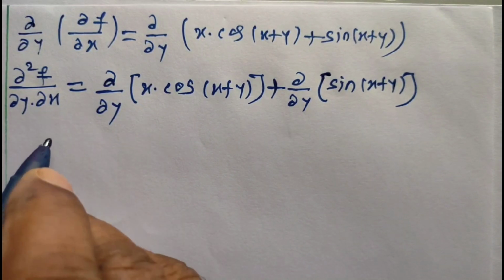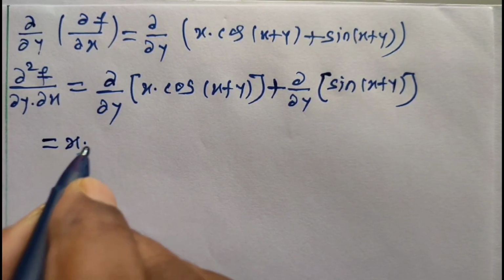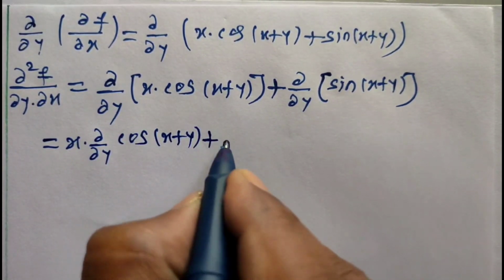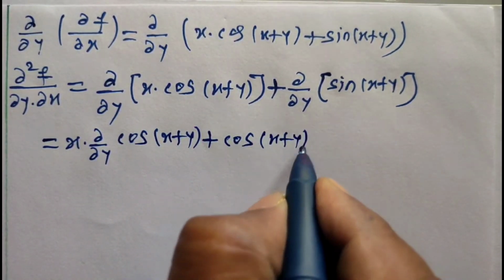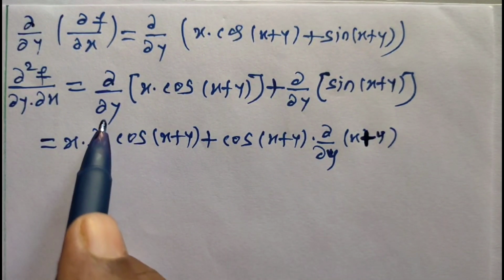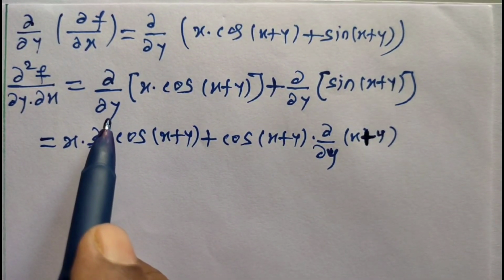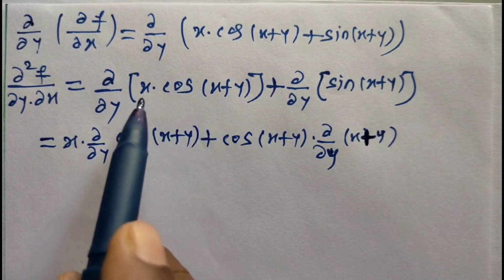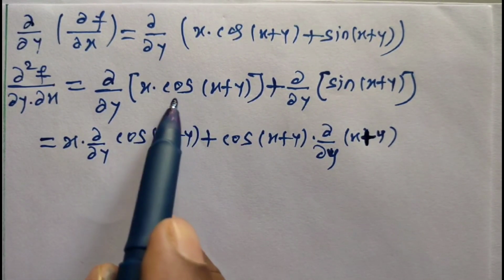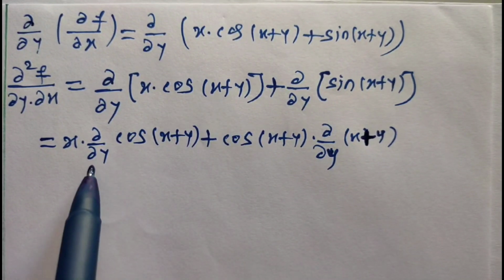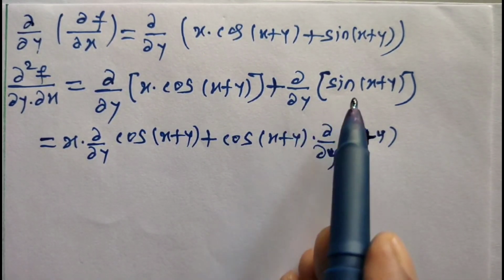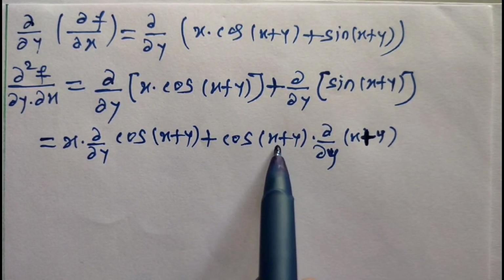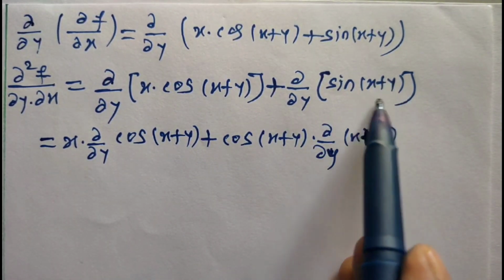So this is equal to first function as it is times derivative of second function plus second function as it is times derivative of first function. We are partially differentiating with respect to y considering x as constant. So x becomes constant coefficient of cosine of x plus y. Take this x here and partially differentiate cosine of x plus y with respect to y, plus partial derivative of sine of x plus y with respect to y. Derivative of sine is cosine of x plus y into partial derivative of this x plus y with respect to y.